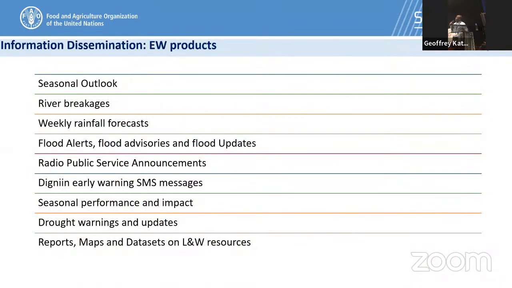These are the products that we disseminate around the early warning. You can see seasonal outlook, river breaks that we have already shown, with the forecast. Then we have flood alerts and advisories. We have the radio and SMS, and the season performance. At the season performance level, we are looking at how the season went, so that can help us plan ahead when such a disaster comes.